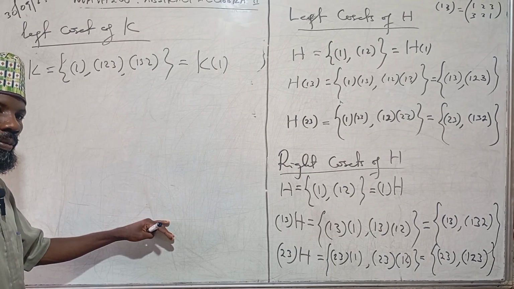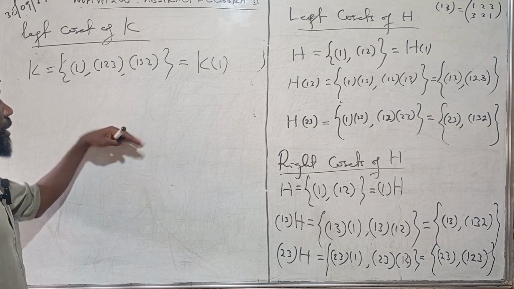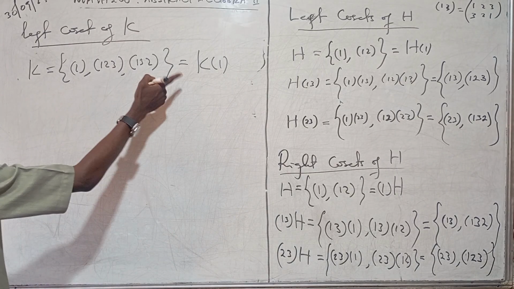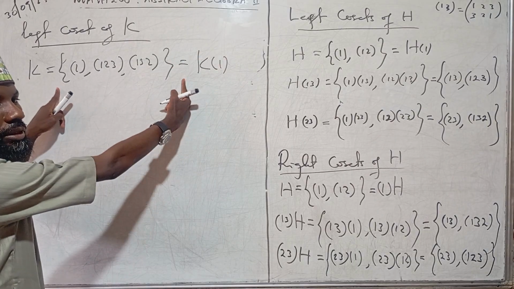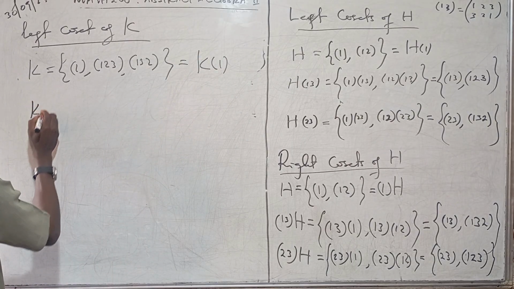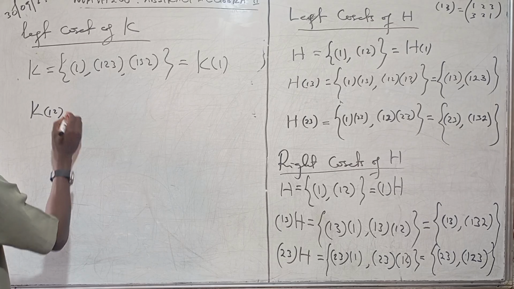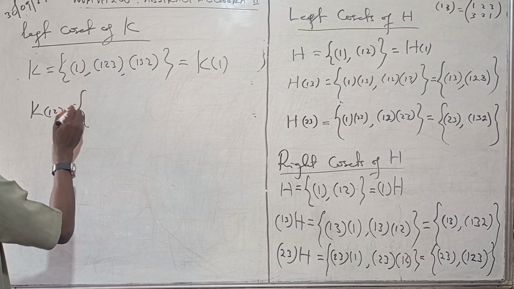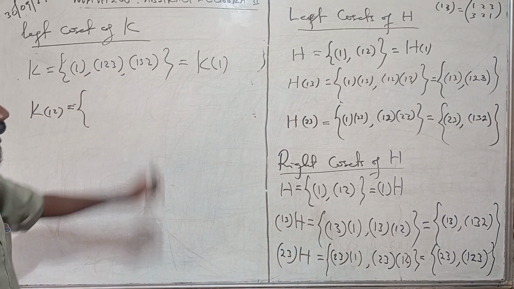So we had the 2. Therefore, we are expecting 2 cosets. So we just use any element outside of this to generate. So for K, {1, 2}, I can pick {1, 2}. I can pick {1, 3} because it's not a member here.